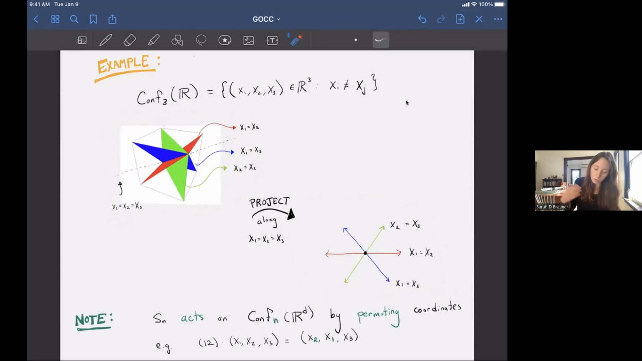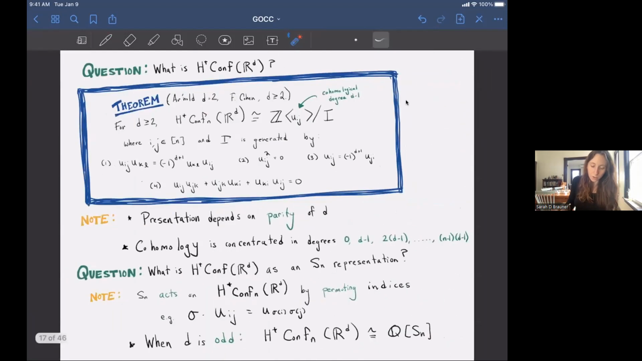Okay, so in all of these cases, the symmetric group is going to act on my configuration space by permuting the coordinates. For example, if I had this transposition (1 2), it would act on this ordered pair by swapping the positions of x1 and x2. So this is a very old and classic topological space. And a natural question is, what does its cohomology ring look like? This was answered by Arnold in the case that D is 2 and Fred Cohen for all larger D.